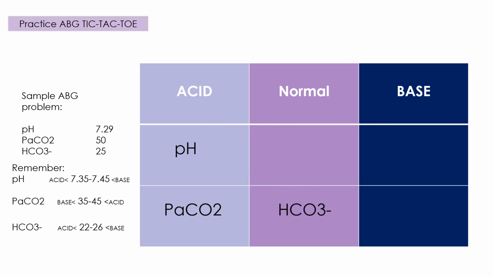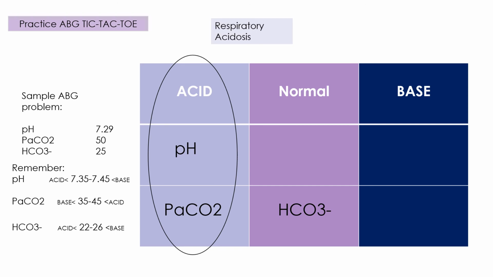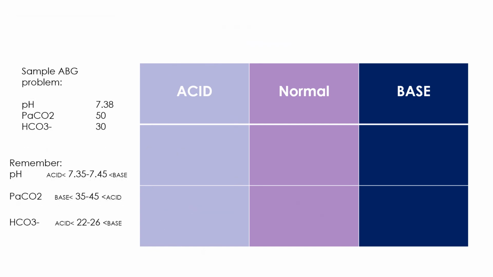So who's in the column with me? Tic-tac-toe. Well, if my pH is in the same column as my CO2, then that means I have a respiratory acidosis. Whose fault is it? Remember, the lungs control CO2 and the kidneys control bicarb. And the kidneys are part of metabolism. All right, so here's another one.